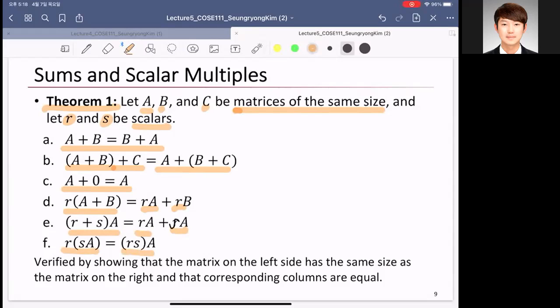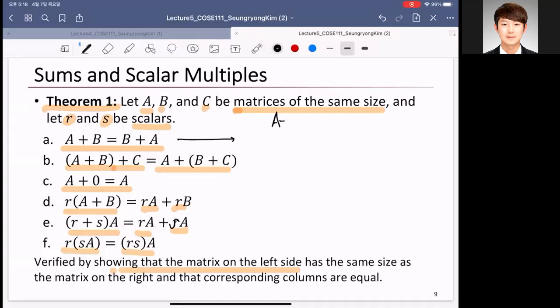We can easily verify this by showing that the matrix on the left side has the same size as the matrix on the right hand side, and that corresponding columns are equal. So first of all, let's prove this one. We can easily prove this one.